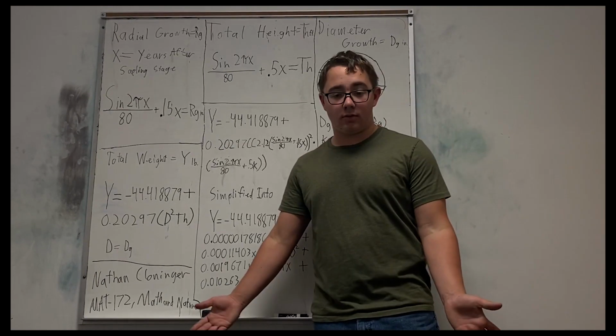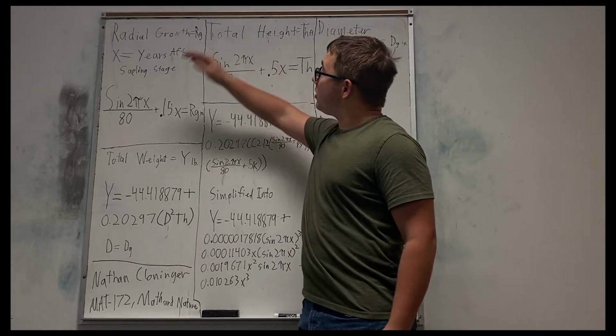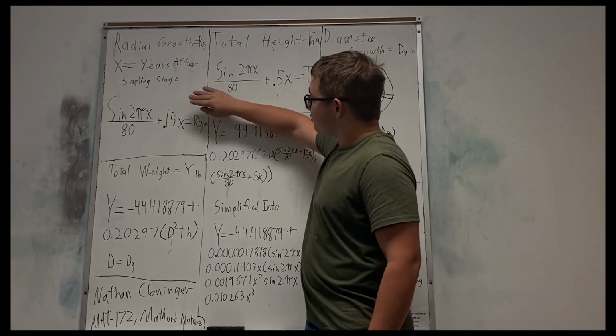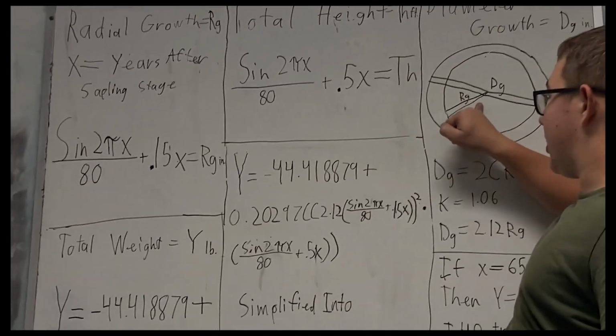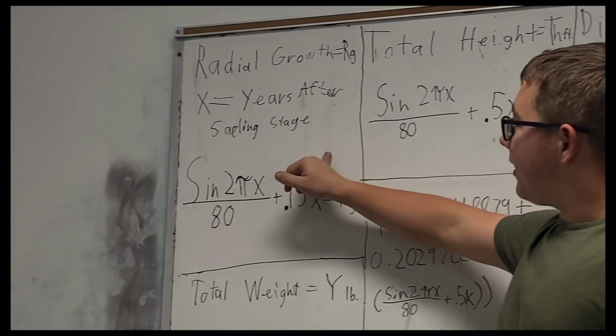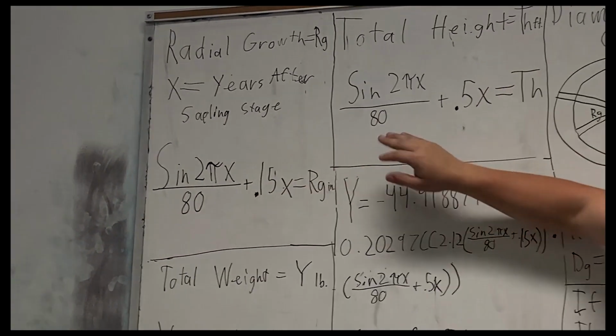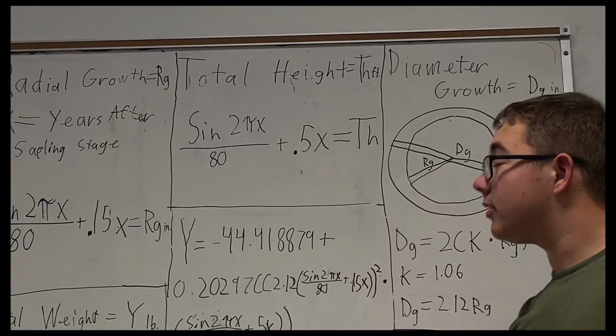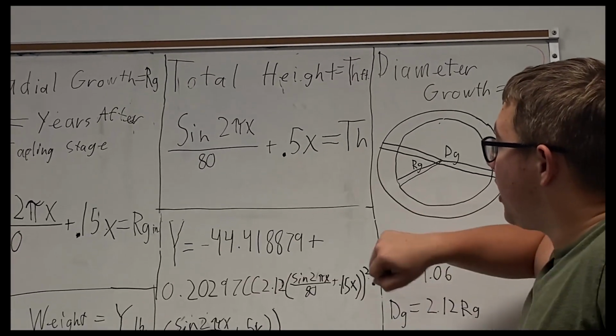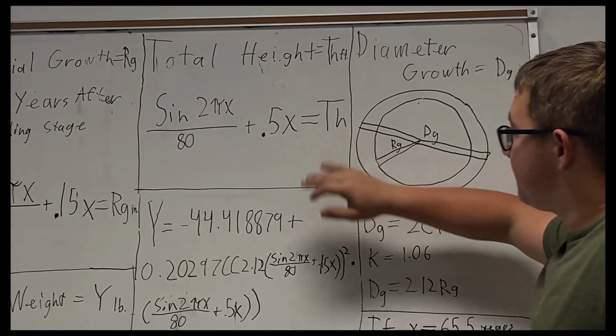Now we've got to find the radial growth. So what we do is we denote it as RG. Radial growth is how much it grows out from the radius. X is the number of years after sampling stage, and this is our formula to find RG. Then what we do is we find the total height. Total height is a similar formula, however, it grows at half an inch per year.